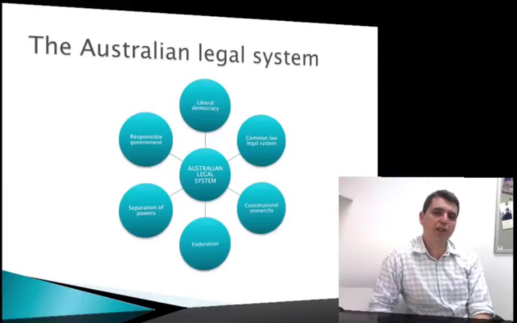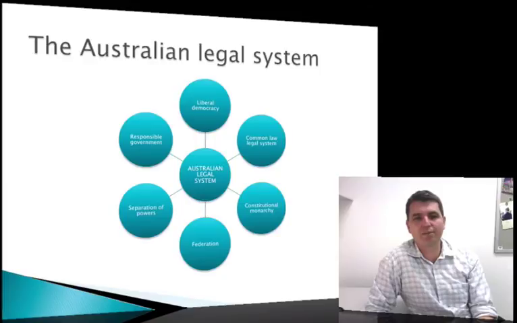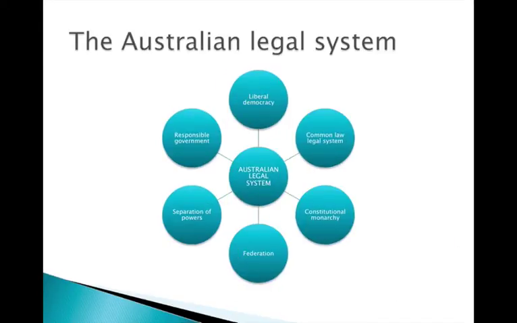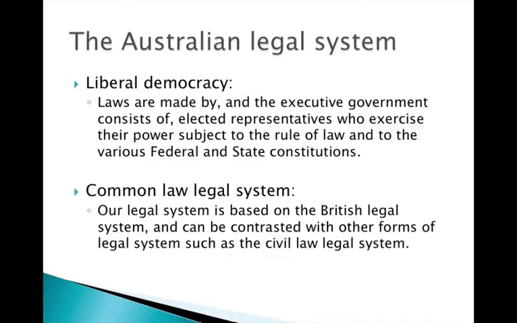So why don't we look at some of the key elements of the Australian legal system? And they're represented here in these bubbles. We can see that Australia is actually a liberal democracy. We have a common law legal system that we've been through several times. We're a constitutional monarchy, a federation. We operate with a separation of powers, particularly a separation of the judiciary from the executive and legislature branch, and we believe in responsible government as part of our system. So what do some of these terms actually mean?